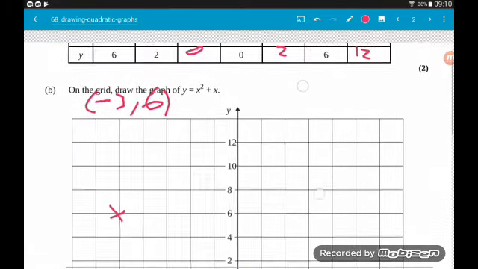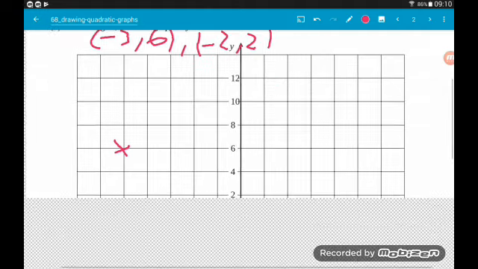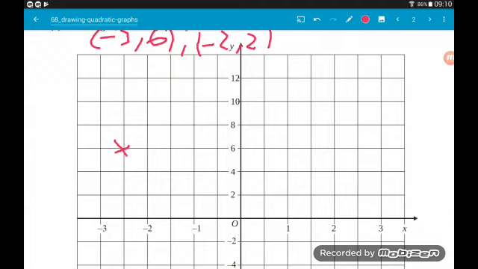The next point we want, when x is -2, y is 2. So we find -2 on the x-axis, and then we find 2 on the y-axis, and that's our point. -2 is just to the right of -3, and then 2 on the y-axis is 1 square up. So there are our first 2 points plotted. I'm going to do the rest now off film, and then I'll come back and show you what it should look like.